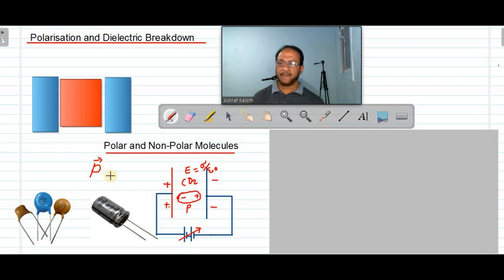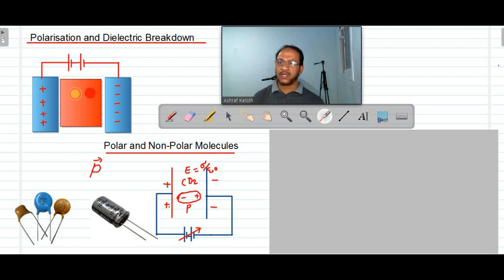Now listen here. Polarization is the dipole moment developed per unit volume of a specimen of a dielectric. Now come to this diagram. Suppose this is a capacitor, this plate is given positive charge and this plate is given negative charge. We explained this with one molecule of CO2. The same thing we are going to explain here with a dielectric slab. These are two plates of the capacitor, positive plate and negative plate, and in between one dielectric material is placed. This is a slab of dielectric material.